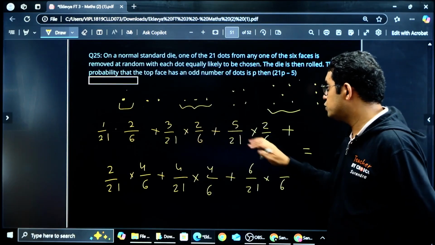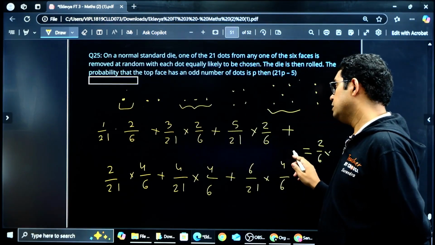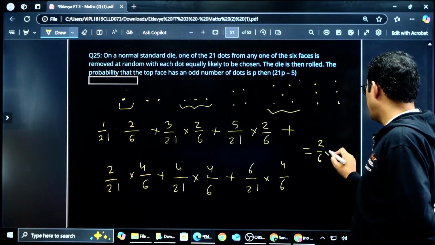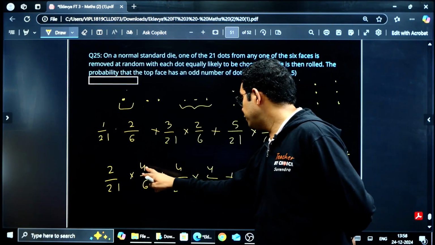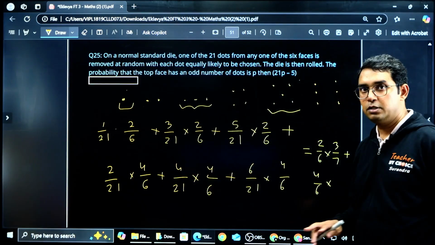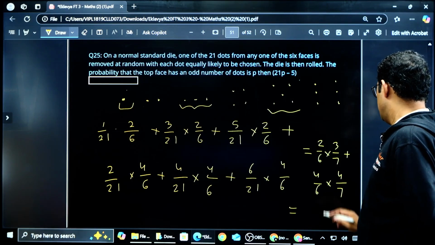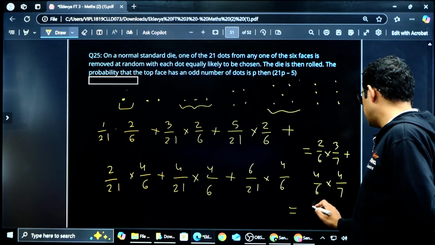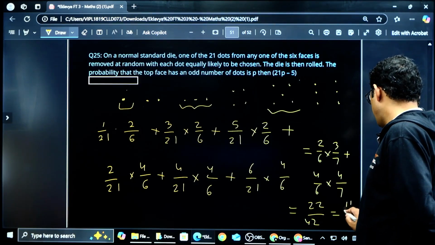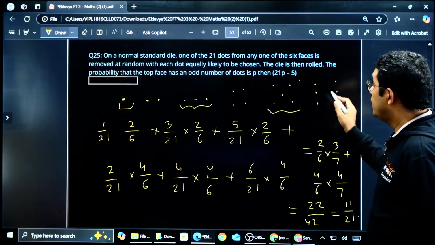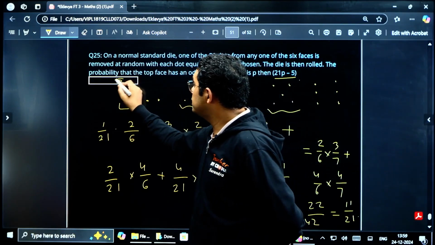Here we can calculate these two separately. 2 upon 6 will be multiplied with 1 plus 3 plus 5, that is 9 upon 21. 9 upon 21 is 3 upon 7. Plus 4 upon 6 will be multiplied with 2 plus 4 plus 6, that is 12 upon 21, which is 4 upon 7. So here we are getting 2 plus 2 into 3, 6 plus 16, 22 upon 42. So this is 11 upon 21, and this is the probability p. Then 21p minus 5 will be 11 minus 5. So the answer for this will be 6.